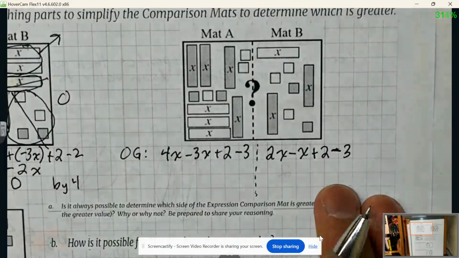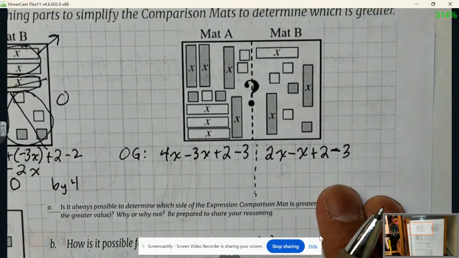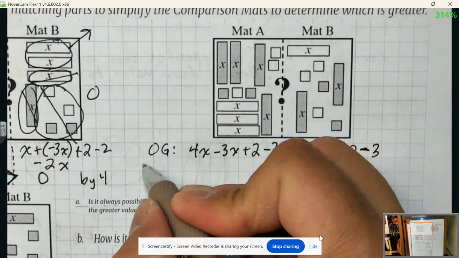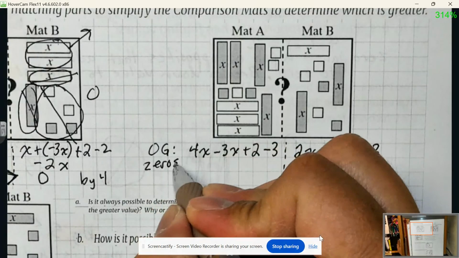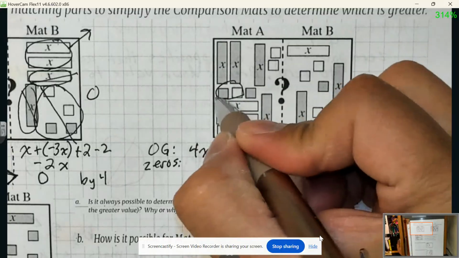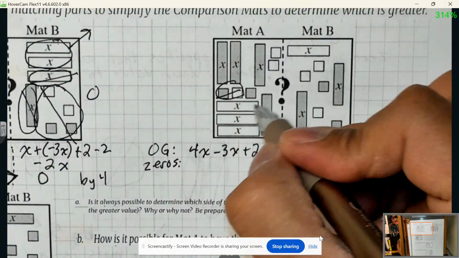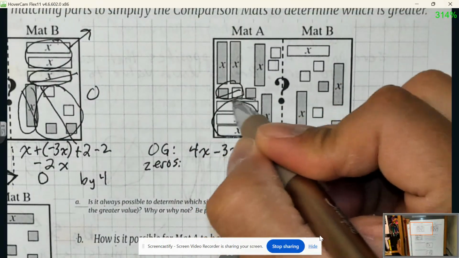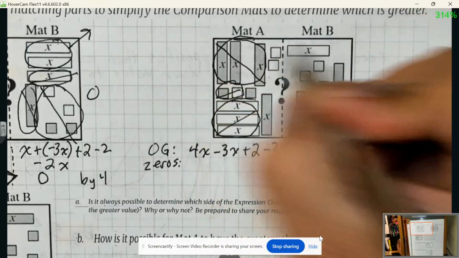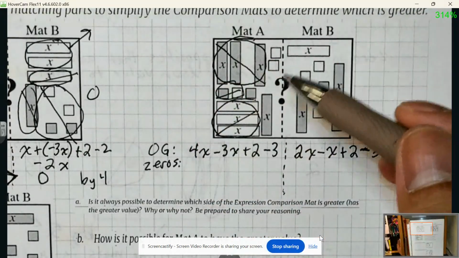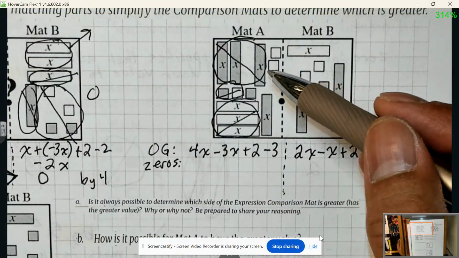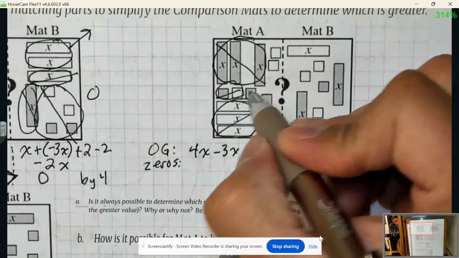All right, so now we have our original expression. We can now start doing our legal moves. Okay, so first legal move, we take out our zeros, and let's go. Here we have 3 negative x's and 3 positive x's. We can take those out in one shot. No more zeros. We do. We have a 1 and we have a negative 1. So we can take that out.